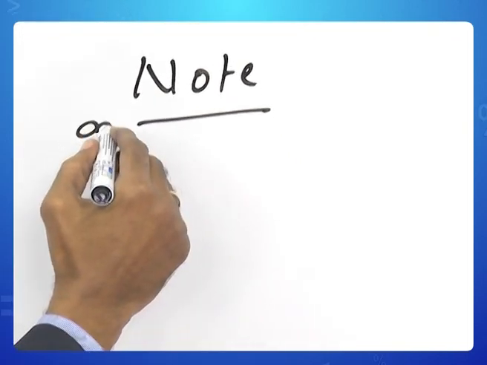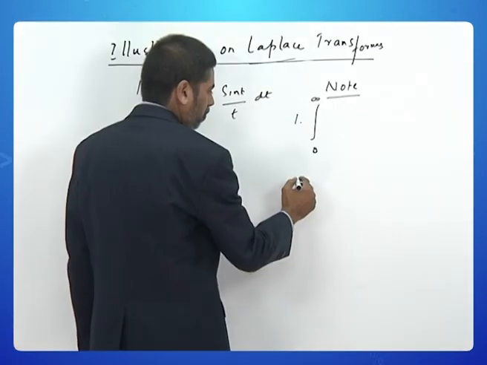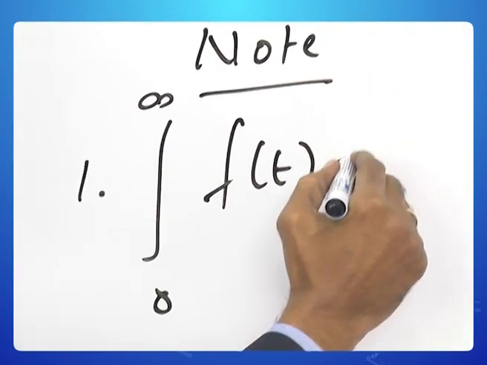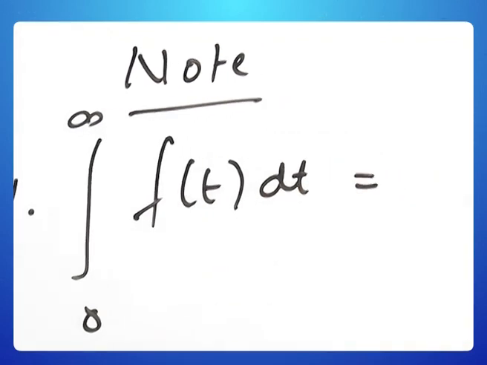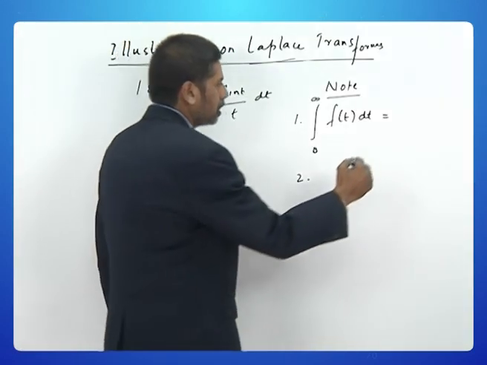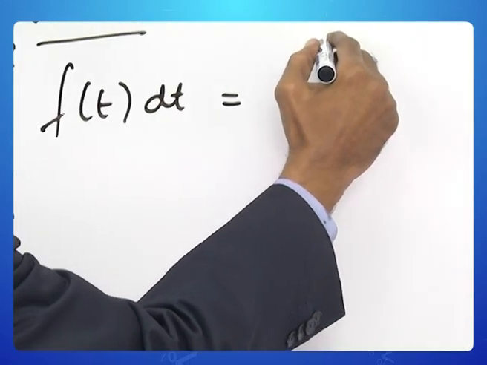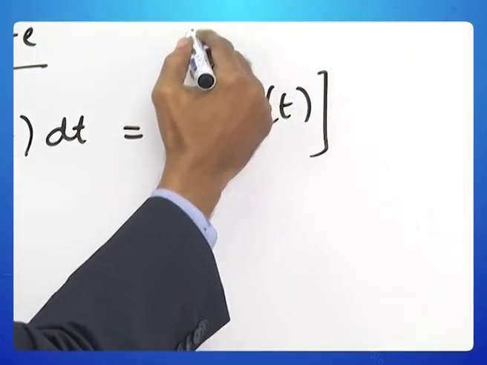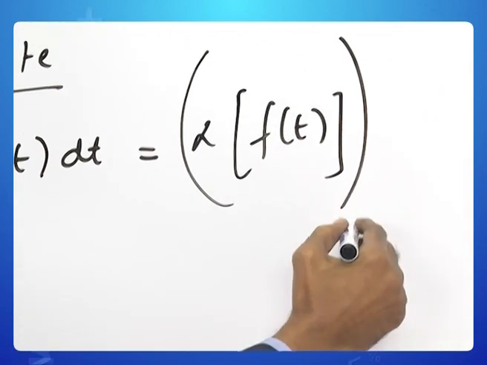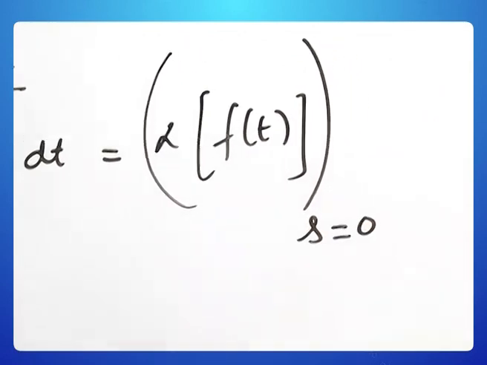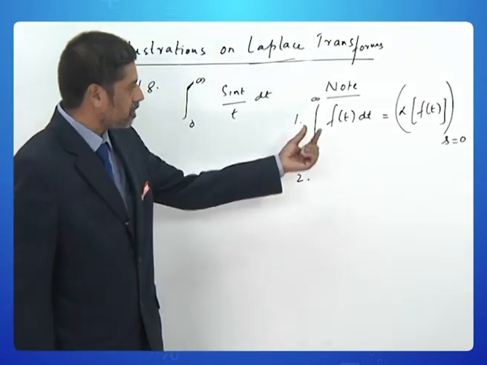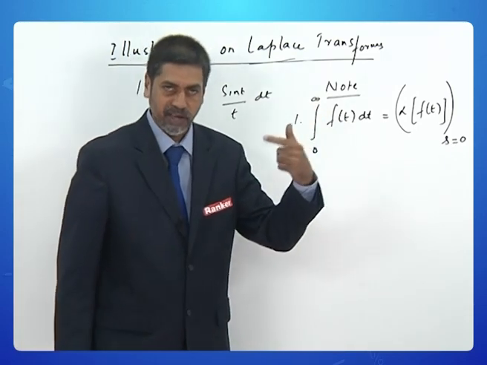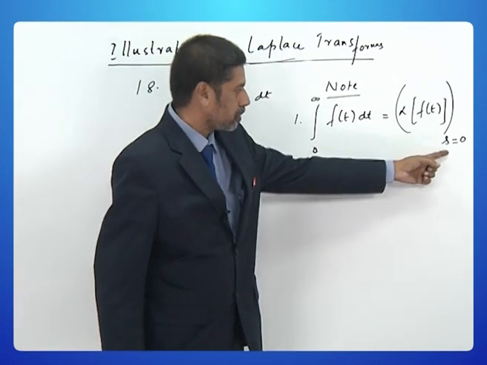Integral 0 to infinity, I'll give you two rules for your convenience. Integral 0 to infinity f of t dt is equal to the Laplace transform of f of t evaluated at s is equal to 0. That means you find the transform of this, and you know the output will be a function of s, put s is equal to 0.